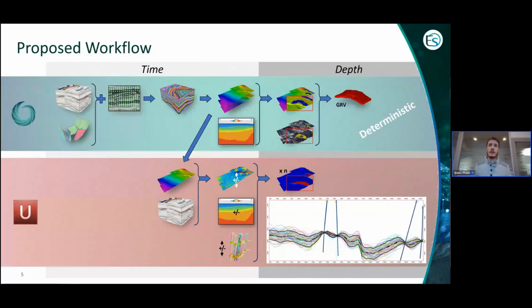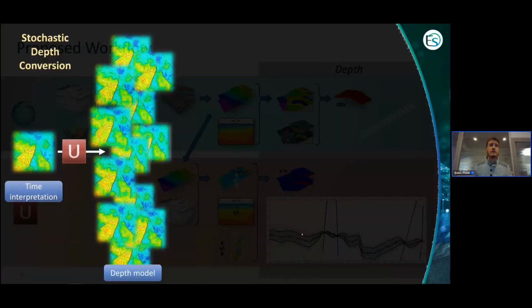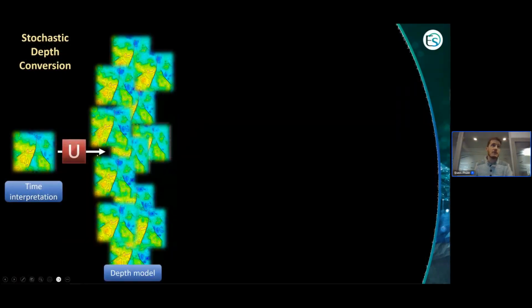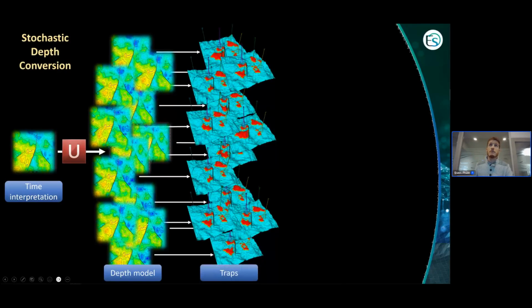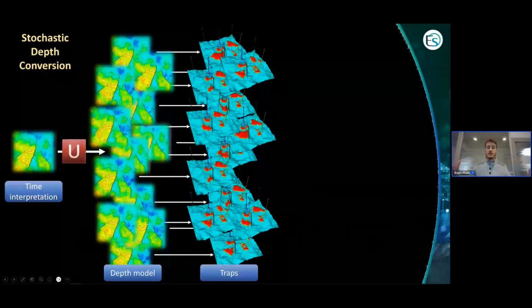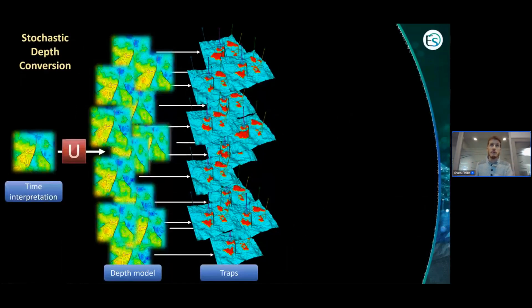Just to make sure we're clear on this, I'm showing the same thing through this slide. We're starting from a horizon that is interpreted in time. Then we're depth converting and simulating at the same time, taking into account the uncertainty. So we've got a series of scenarios for the same horizon in depth here, and because of this, we end up with as many scenarios of closures as we have horizons in depth.